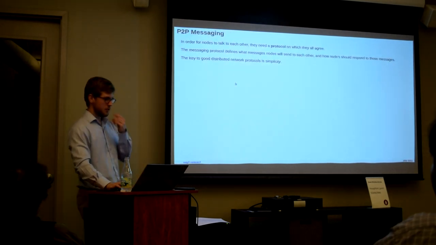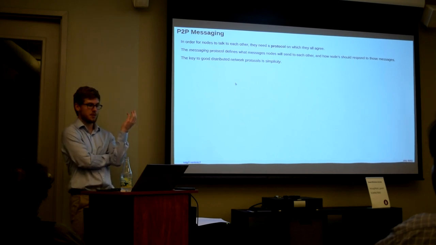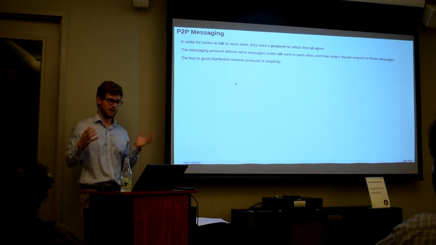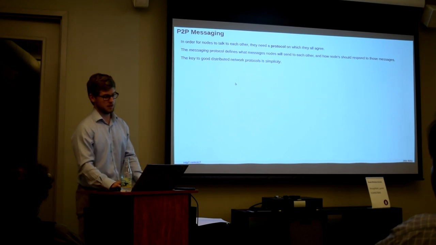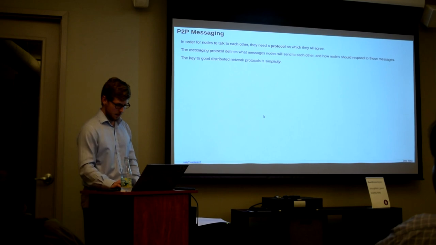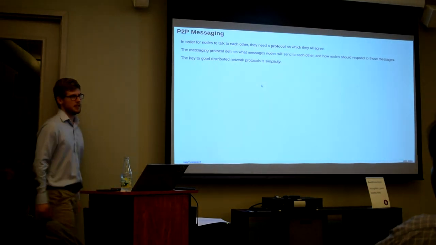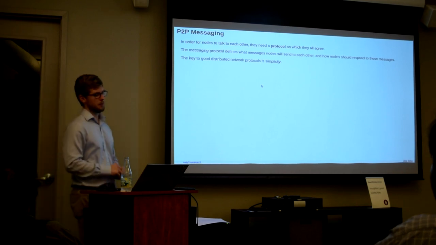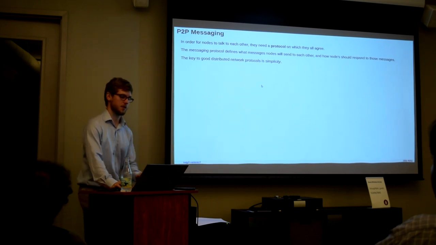So transitioning to this messaging protocol. For nodes to talk to each other, they need a protocol, and to agree upon things. I need to be able to expect a certain type of message, and I need to then respond with another certain type of message. And we all need to be on the same page, or else the protocol will get stuck. A key to good distributed network protocols is simplicity. I'm a firm believer of this, although sometimes that's off the table based on certain guarantees you want to have, but that's getting into distributed systems research.